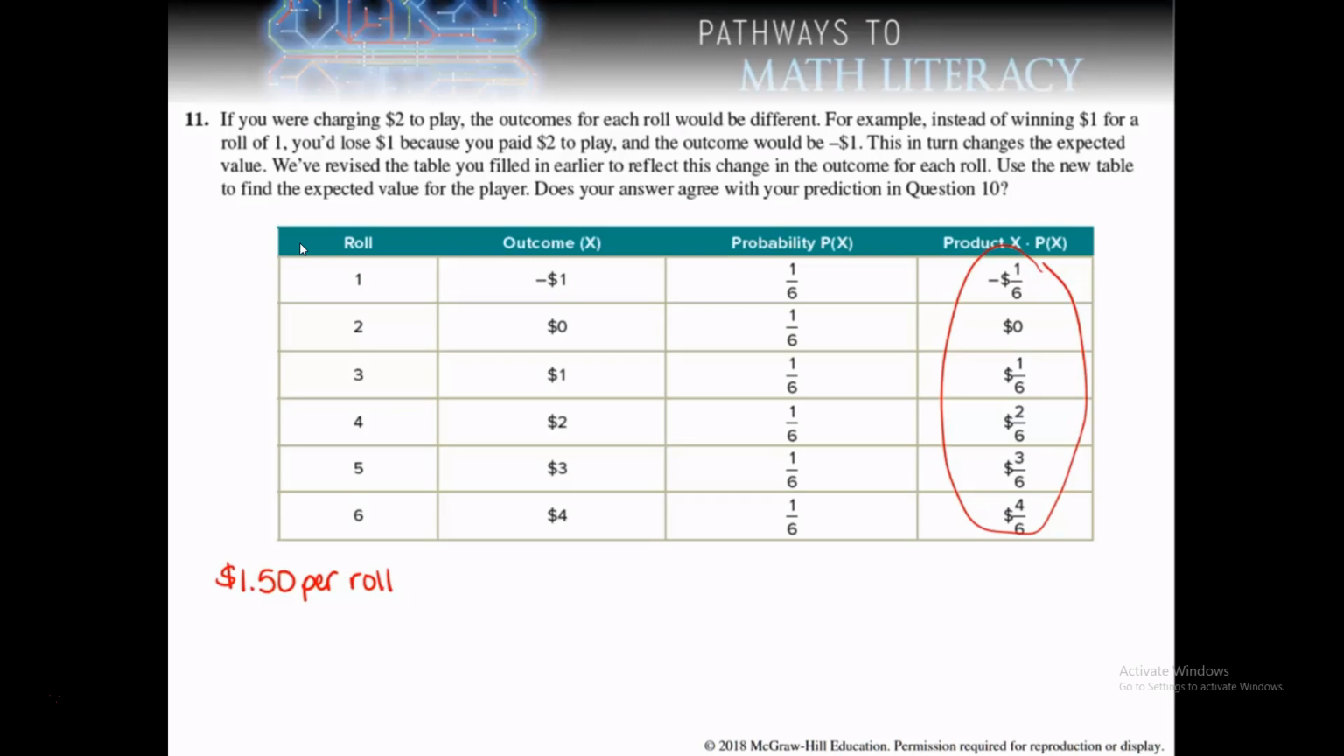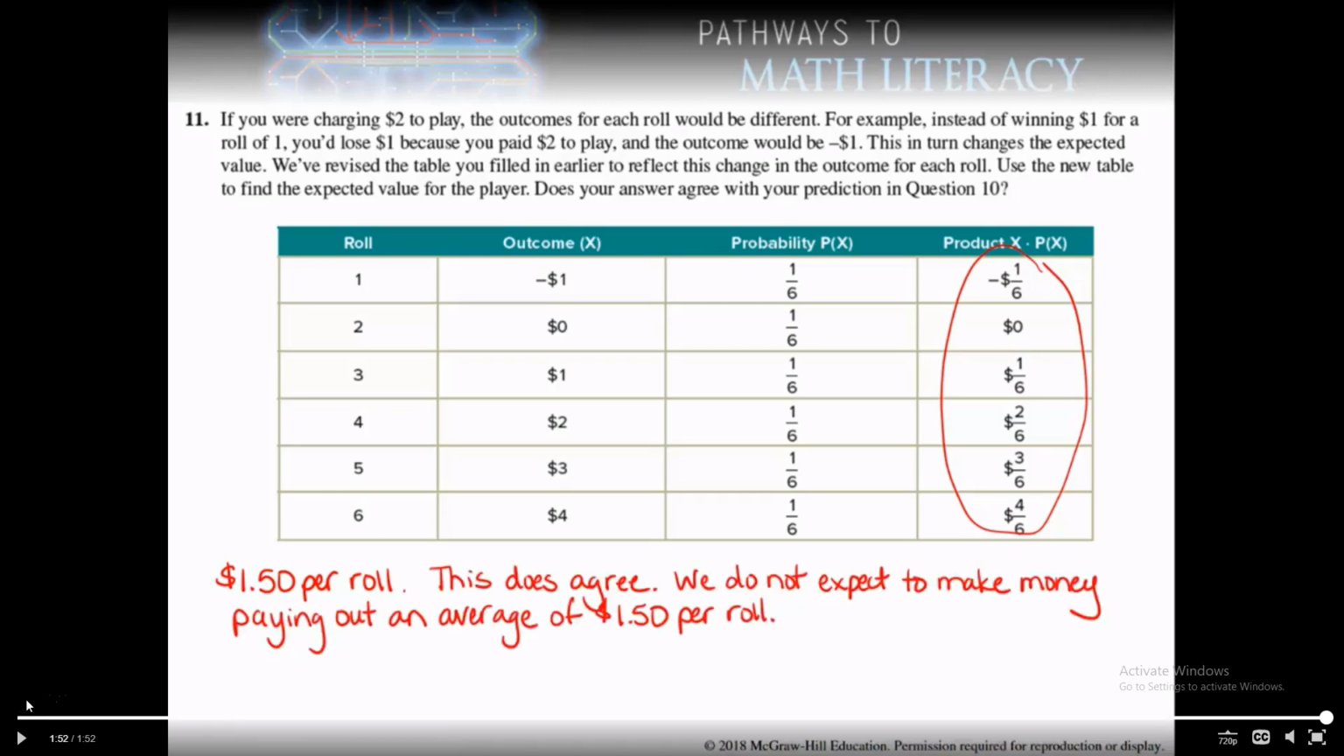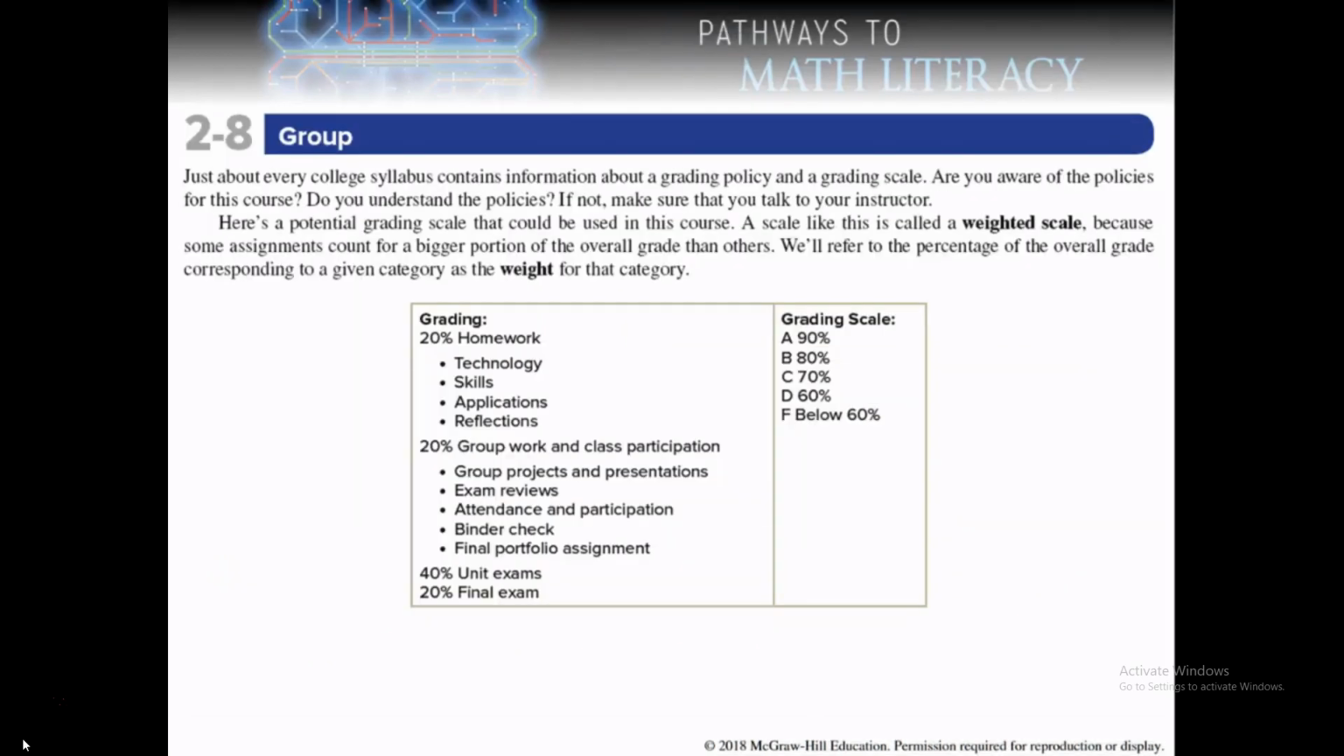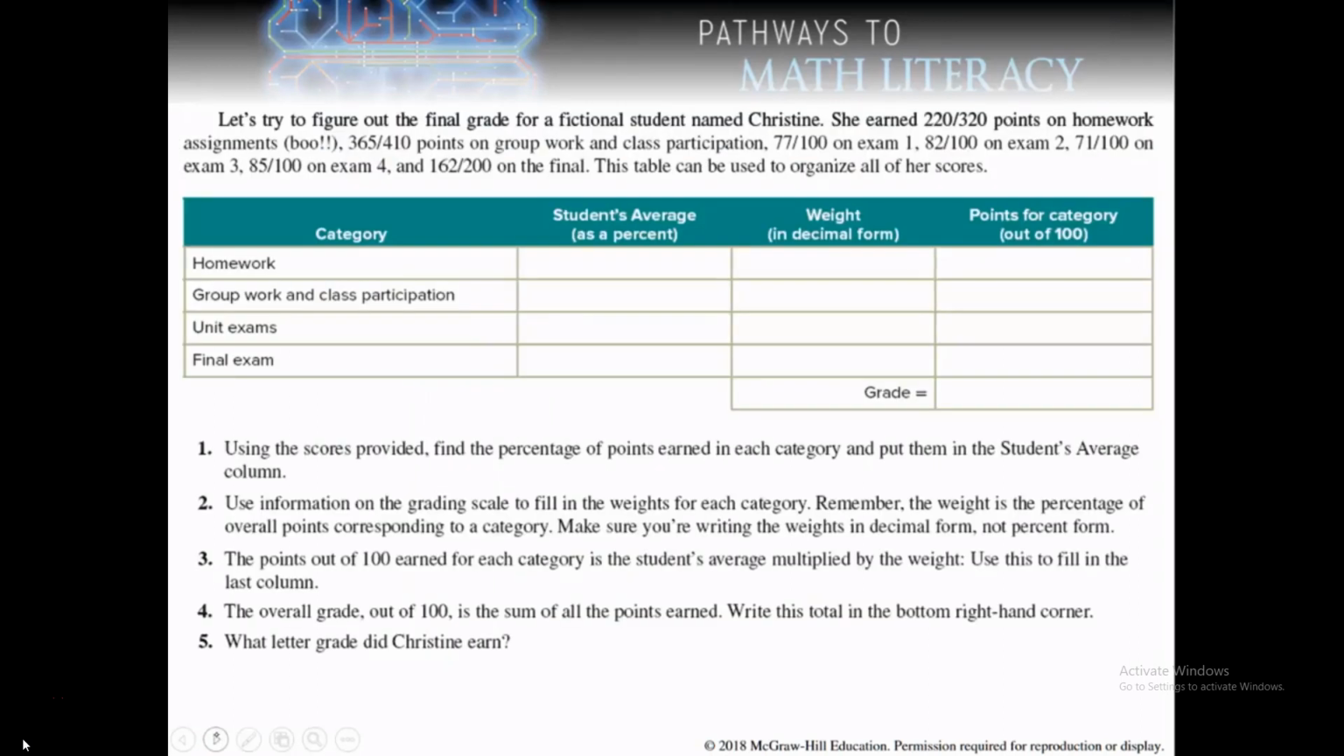Here we're working with a weighted grading scale, and we're shown a sample syllabus with a sample weighted breakdown by category. And we're going to use this to figure out someone's grade. So first of all, in number 1, they ask us to find the percentage of points earned in each category. So for homework, this person earned 220 out of 320.